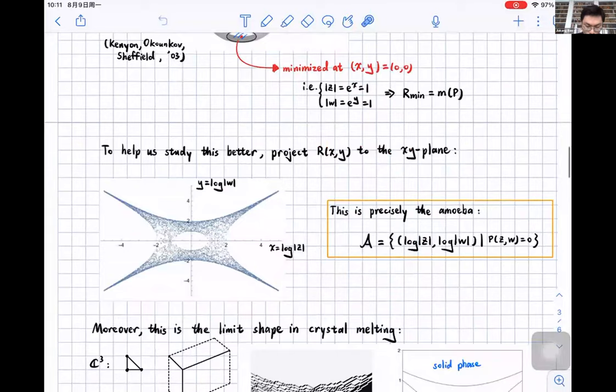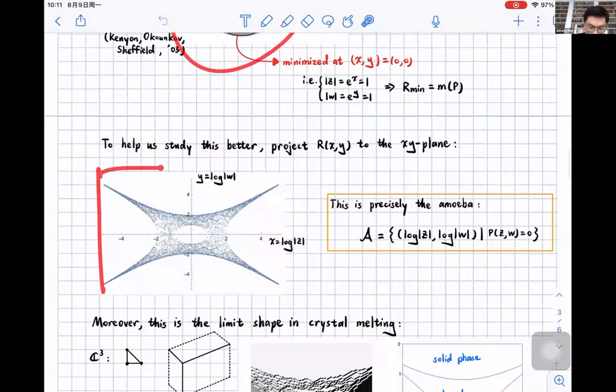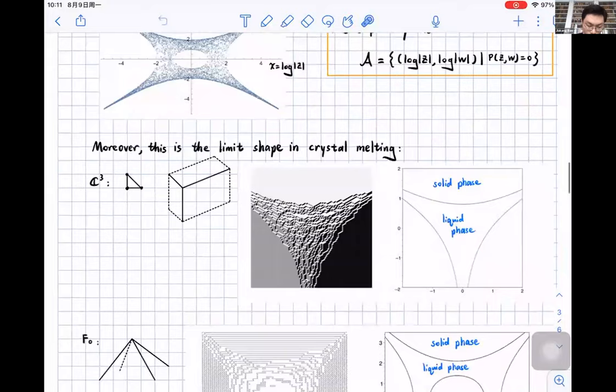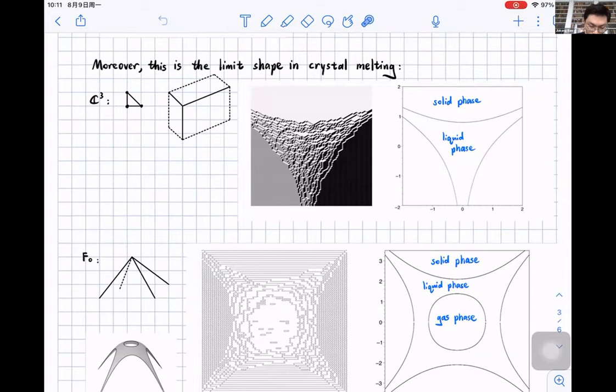Another technique is to project this whole thing down to the XY plane, which is called the amoeba, because it looks like the amoeba in biology. Its points are just log z, log w, where z and w are the solutions to P equal to 0. Physically, this is the limit shape of crystal melting. Imagine we have a crystal maybe like this, and we start to remove atoms from this tip. If we remove enough atoms, we'll get a shape like this. And in the thermodynamic limit, we'll have a smooth boundary, which is this. And this is exactly the amoeba.